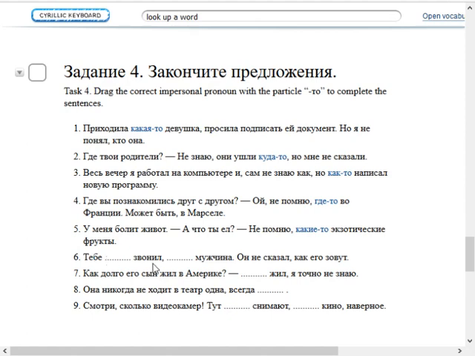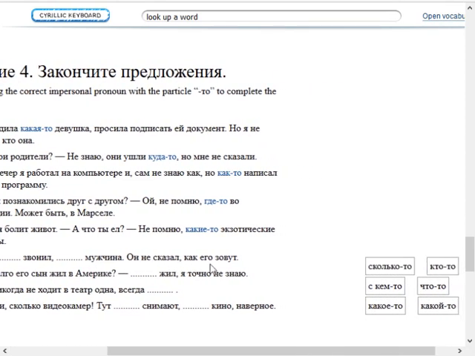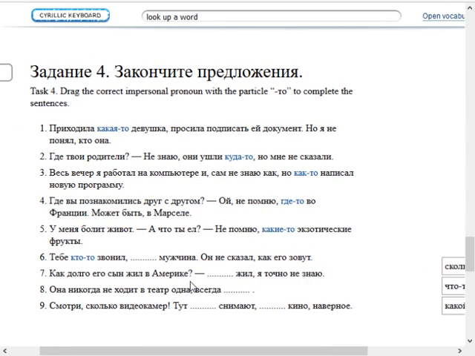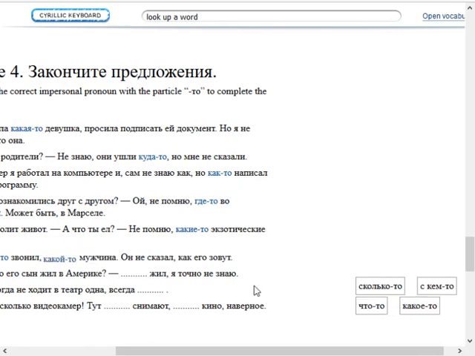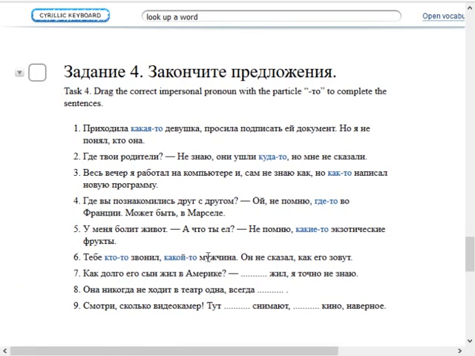Тебе кто-то звонил? Okay, so I guess this is кто-то. Somebody called you, and then какой-то мужчина, some man. Somebody called you, some man. Он не сказал, как его зовут. He didn't say what his name was.